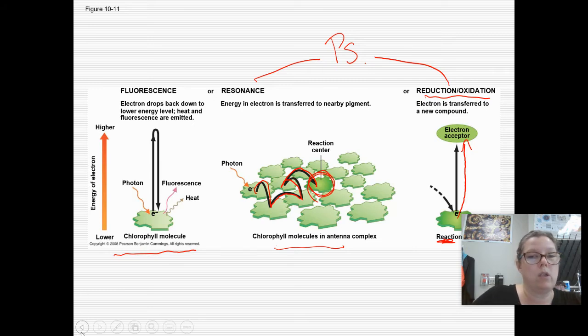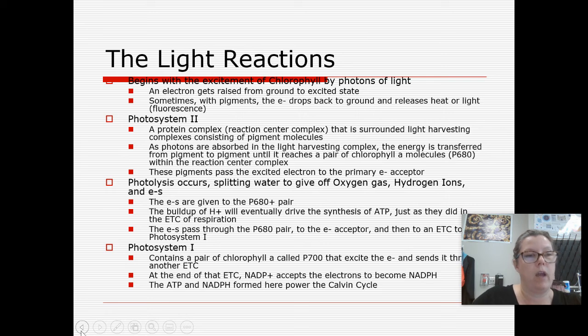All right, let's go back to the light reaction slide. Okay, I know there's a lot here. It looks big and scary. What you must understand is that you have two reaction centers in the light reactions, okay? And a reaction center is basically a complex of light harvesting pigment molecules and their associated proteins.